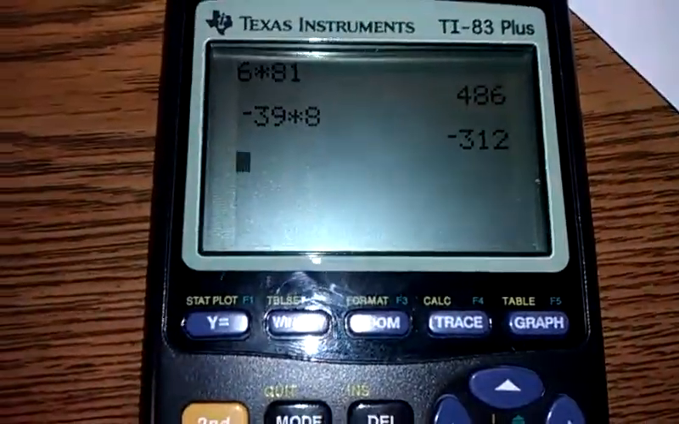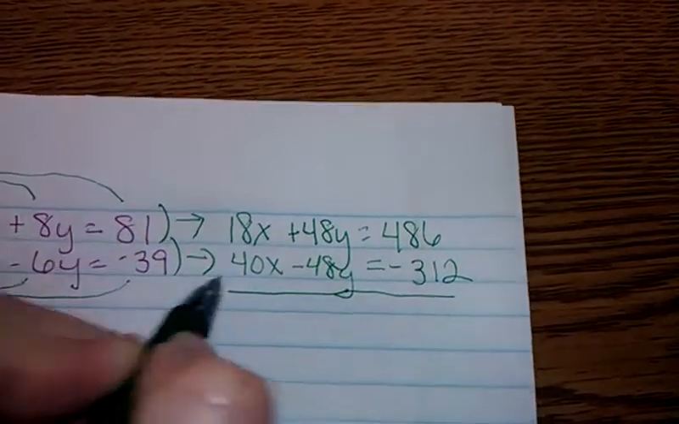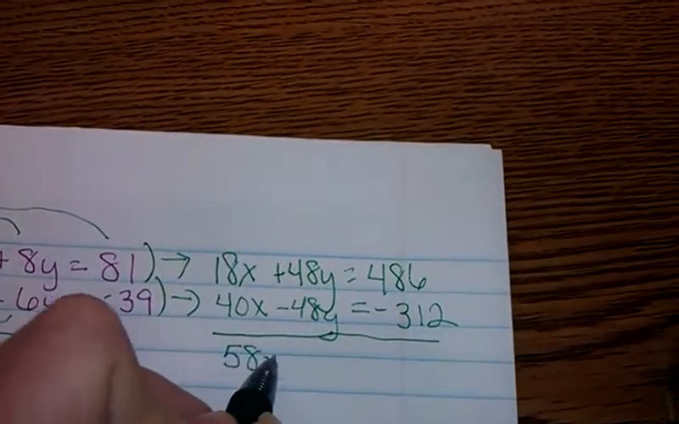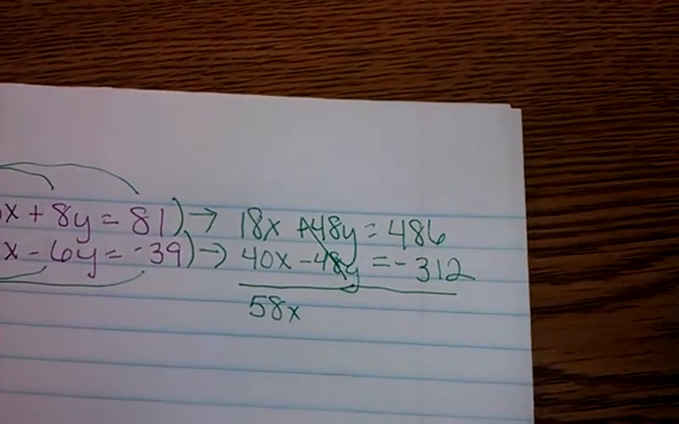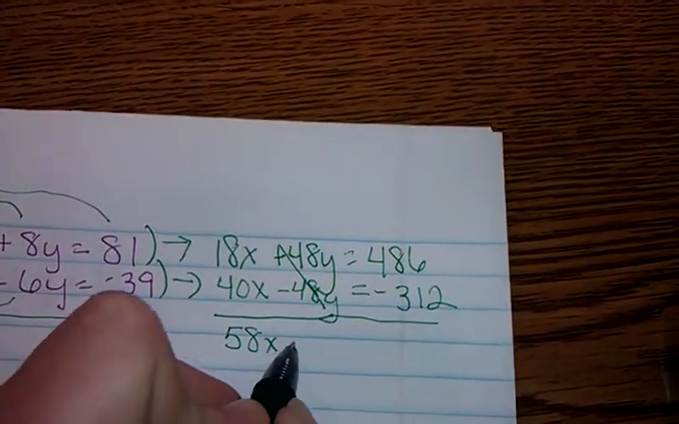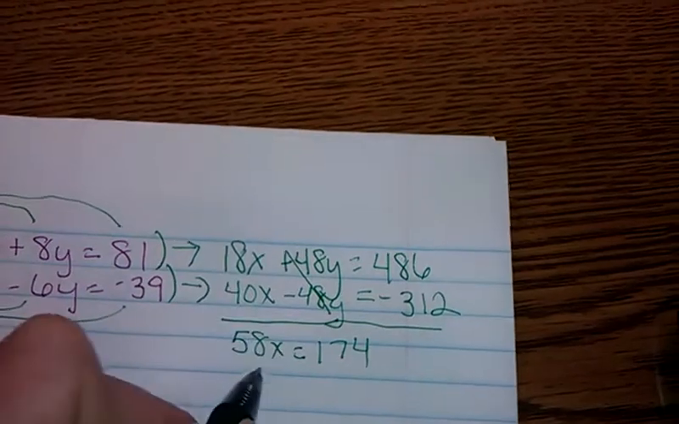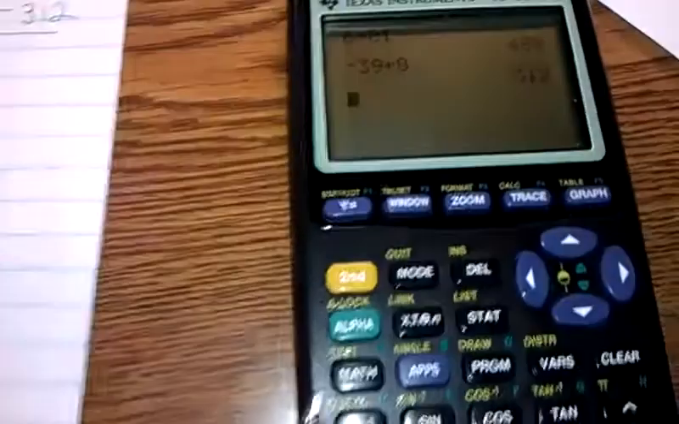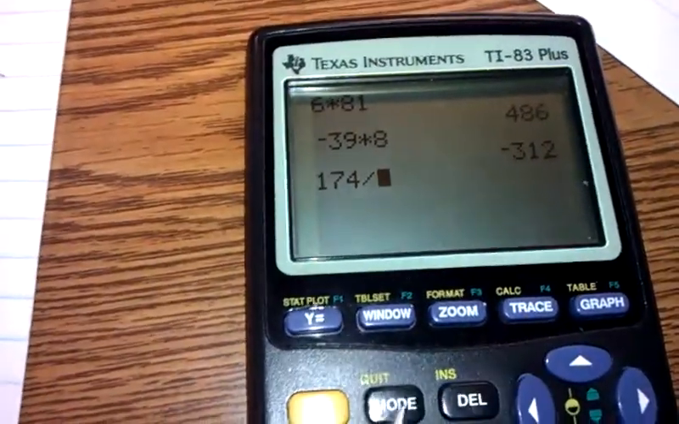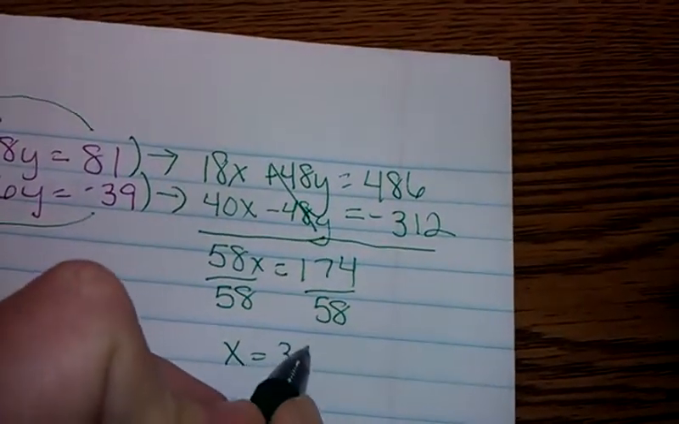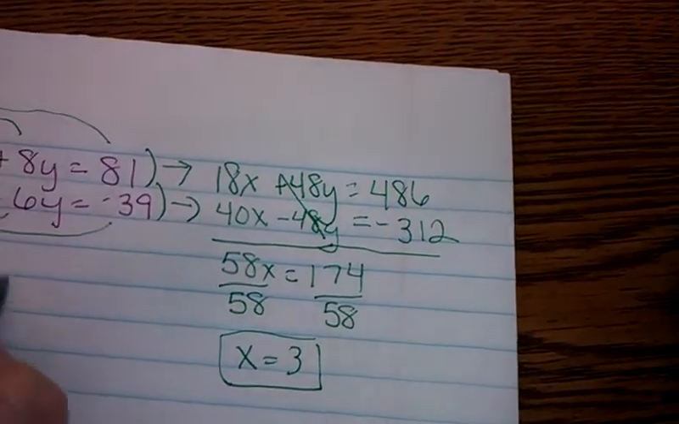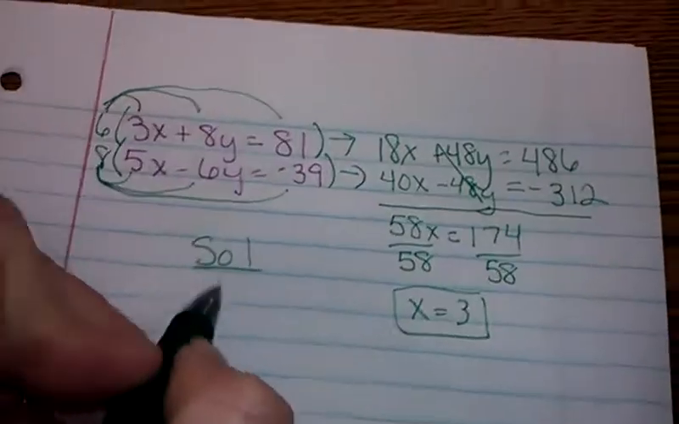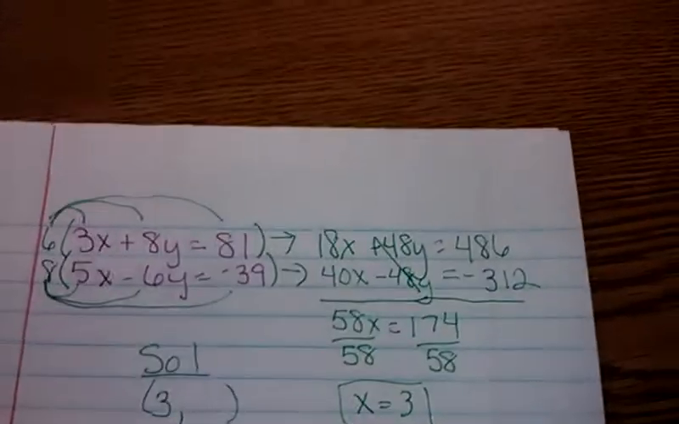That equals -312. So as I come back over here, I get 58x. These cancel. What is that? Let's see, I've got 174. And I divide by 58. Let's take 174 divided by 58, and that's 3. X equals 3. My solution, I've got 3 and then some number.